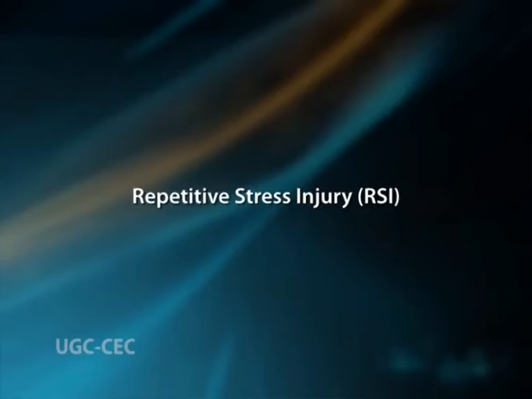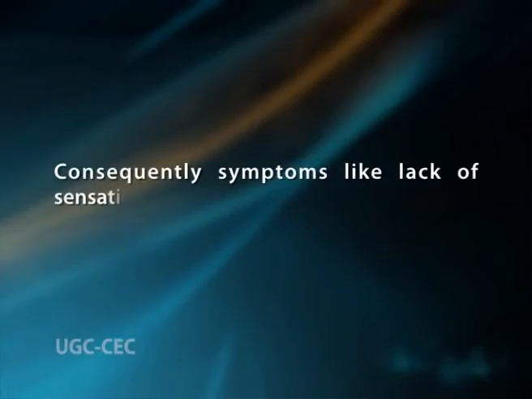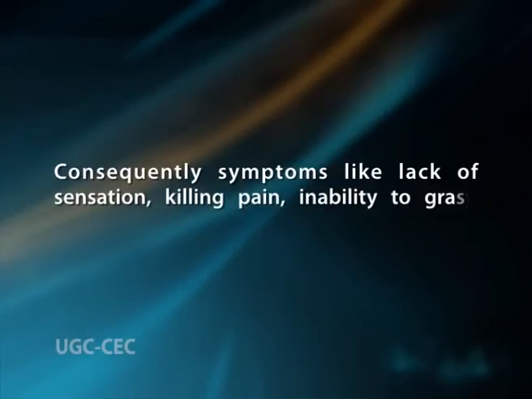Health problem. Extensive use of computers by people leads to occupational disease like repetitive stress injury, or RSI. This disease occurs as a result of stress to the muscles through some repetitive actions. The main source of such disease is the computer keyboard itself. Users of computers make keystrokes thousands of times a day, and that puts pressure on the median nerve through the bony structure of the wrist. Consequently, symptoms like lack of sensation, killing pain, inability to grasp objects, and itchiness appear.